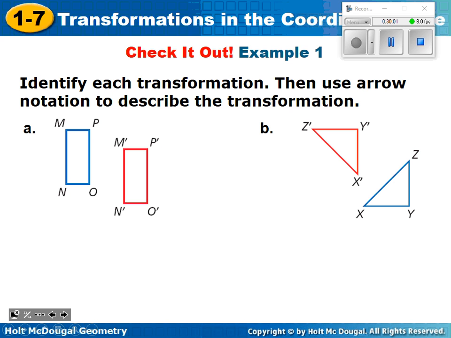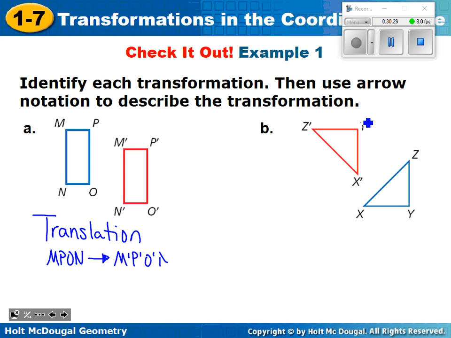So when you look at blue to red, because that's our prime notation, do you see a translation, reflection, or rotation? Translation. But do notice the directions do say also use arrow notation. So again, it's kind of tedious, but it's not hard. So we're going to name this as, how do you want to name the blue one? M-P-O-N. Thank you. M-P-O-N, arrow, and then it'll be M prime, P prime, O prime, N prime. That's what they mean by arrow notation.